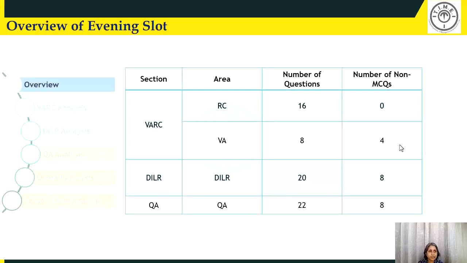So let's begin with the overview of the evening slot of CAT 2023 this year. So there were no major surprises at all. It was on expected lines. The paper pattern was similar to what had come last year also.